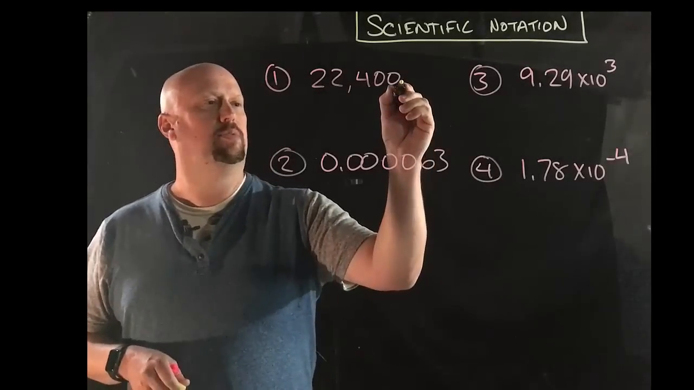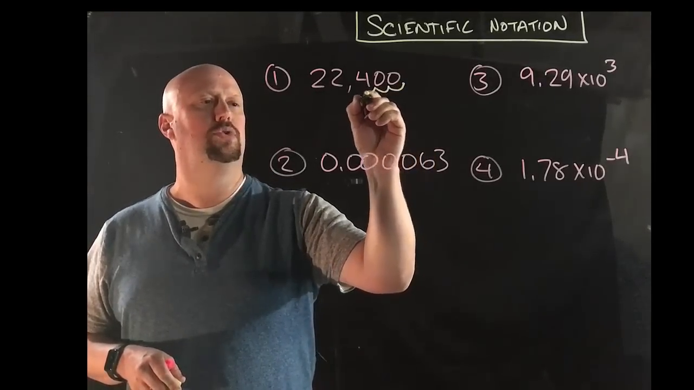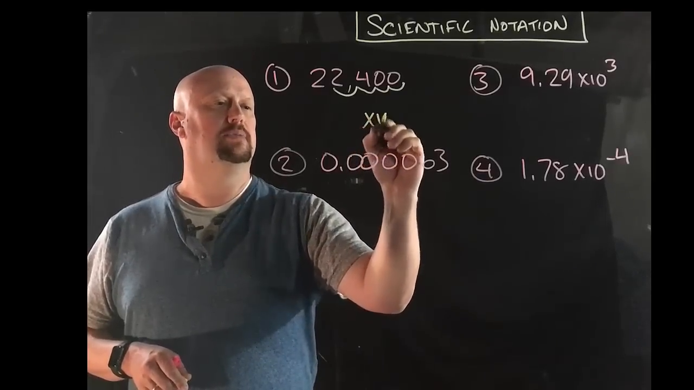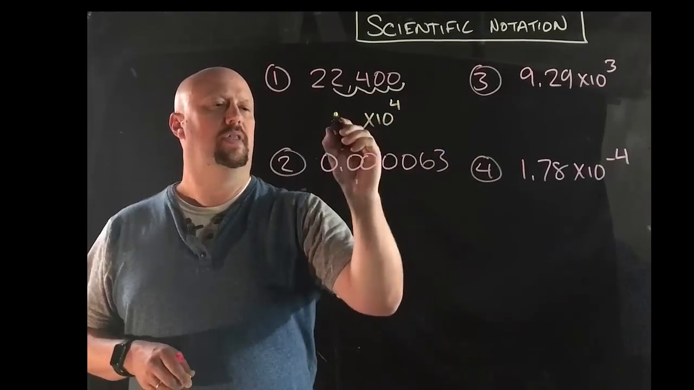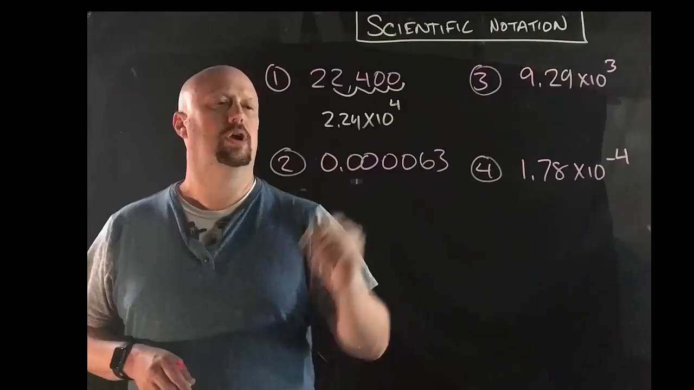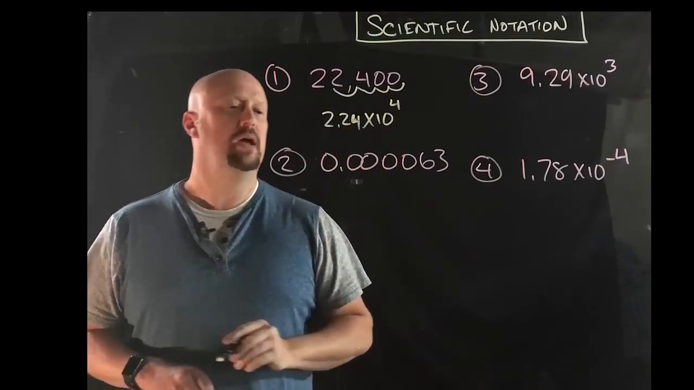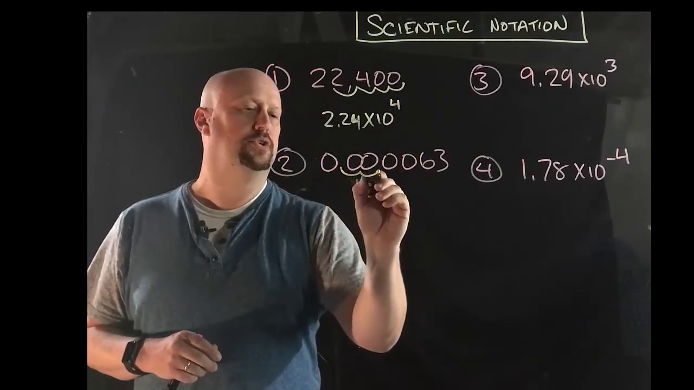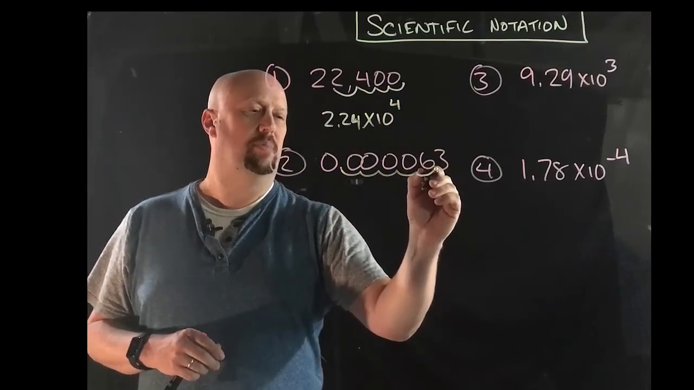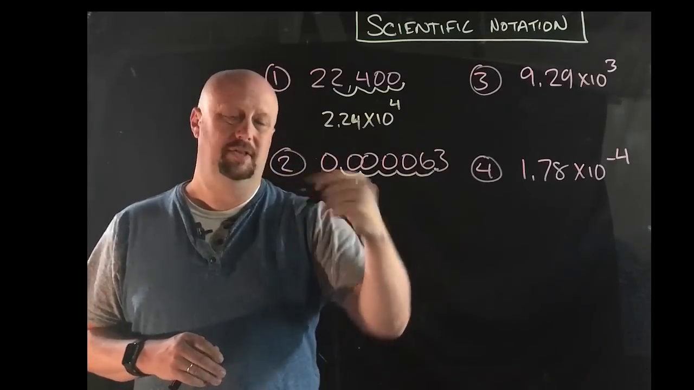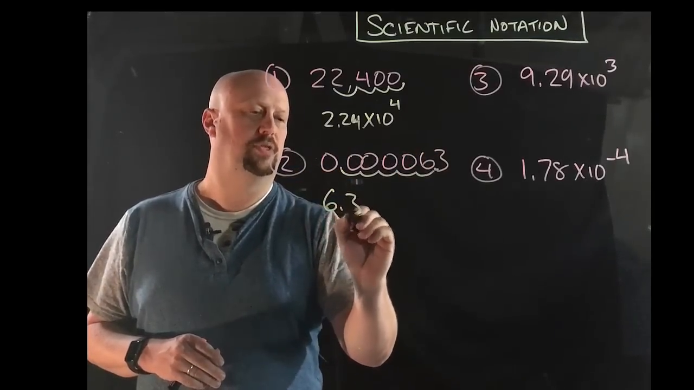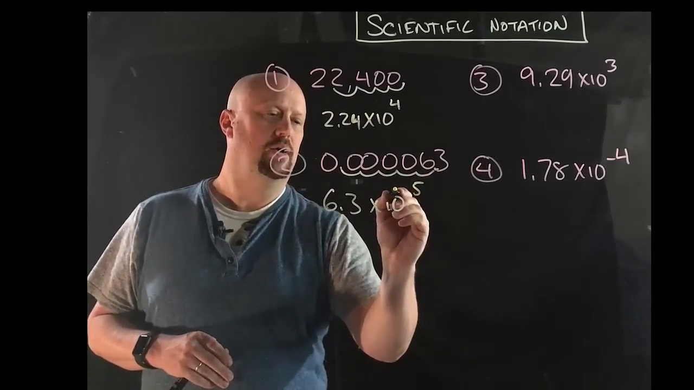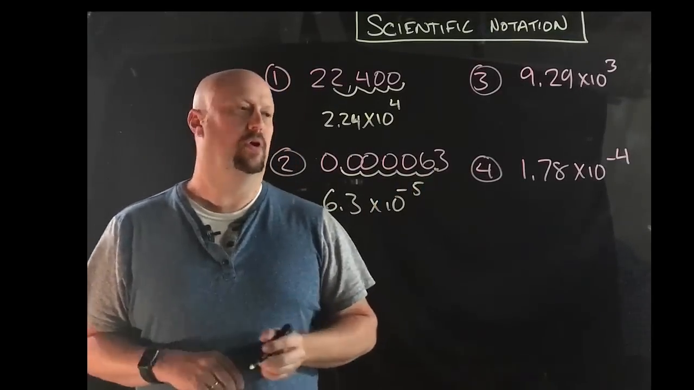So decimal point is here, 1, 2, 3, 4 spaces. So that's going to give me times 10 to the 4th. And then I've got 2.24 times 10 to the 4th. Okay, pretty straightforward. In this case, and remember I moved to the left, in this case I'm going to move to the right. 1, 2, 3, 4, 5. Remember I have to get this number to the left of the decimal, so that means I'm left with 6.3. I moved it 5 spaces, and I moved it to the right, which means it's got a negative in front of it.